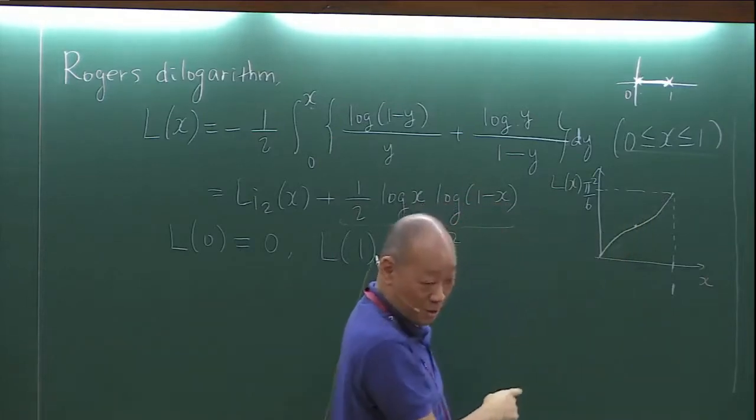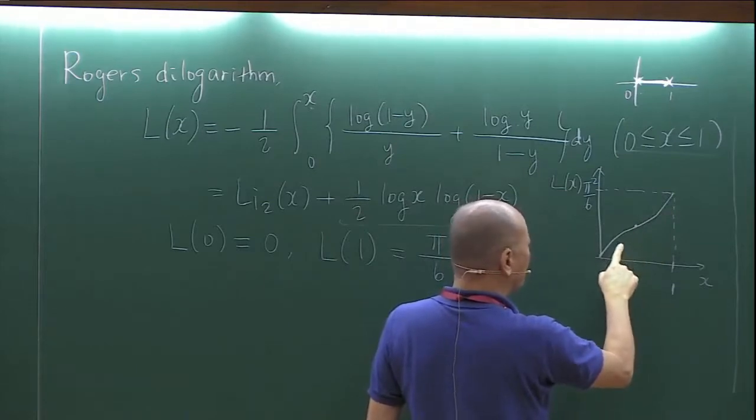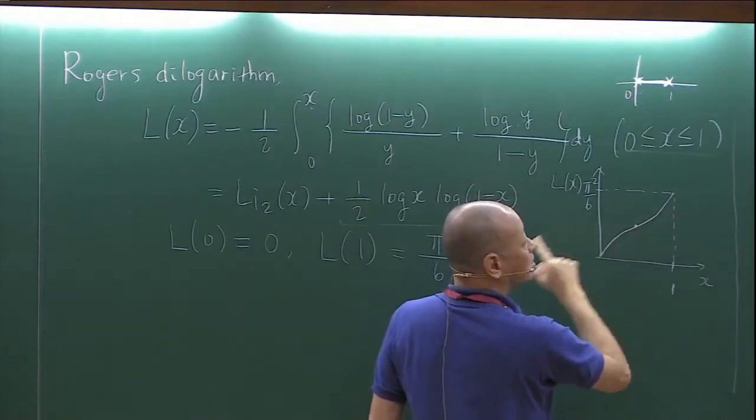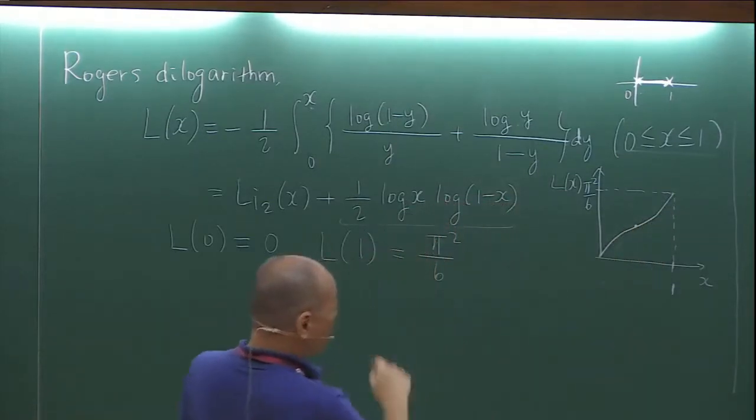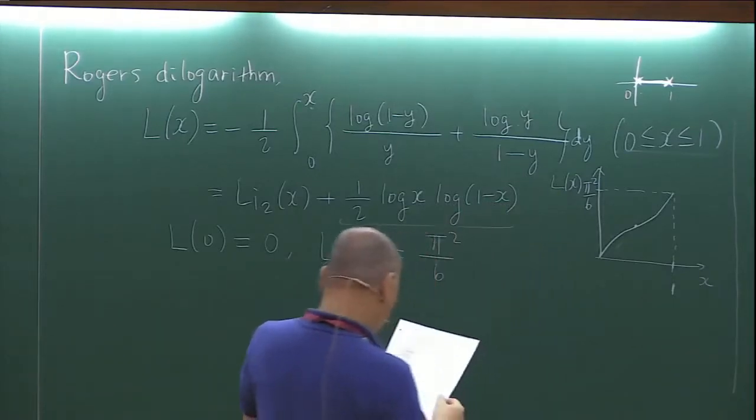But of course, it's not linear. But it's almost like a linear function. It almost looks like a linear monotonically increasing function. Once again, there's no special point which you can see in this graph.